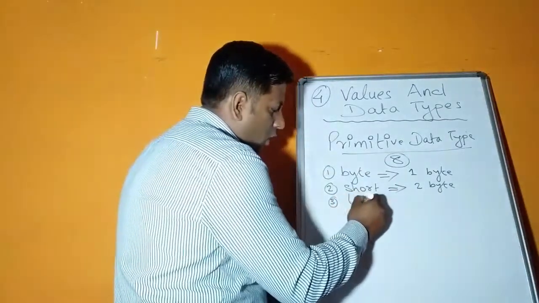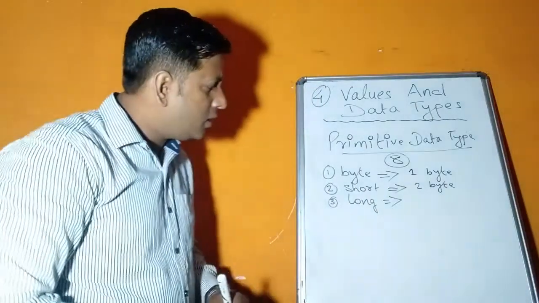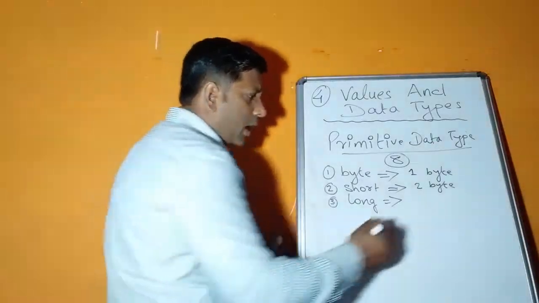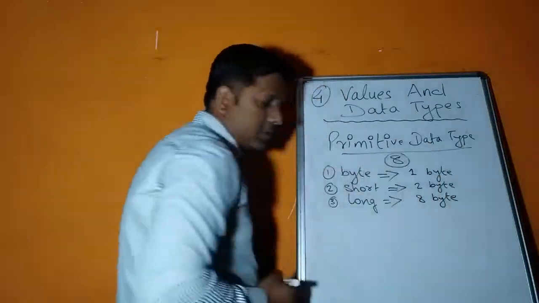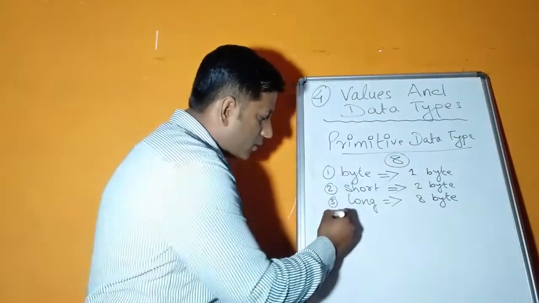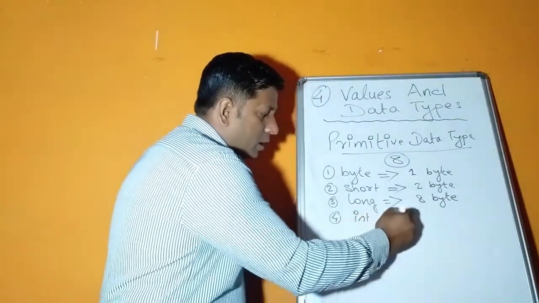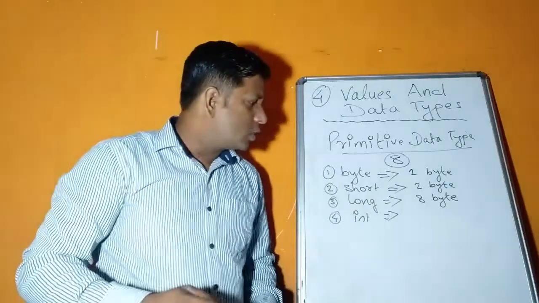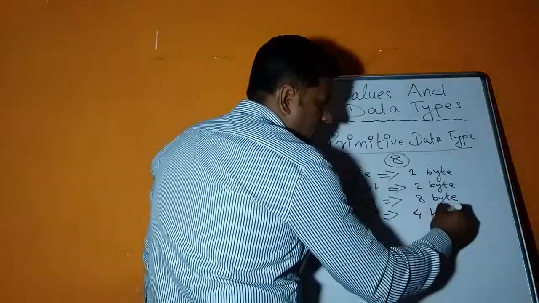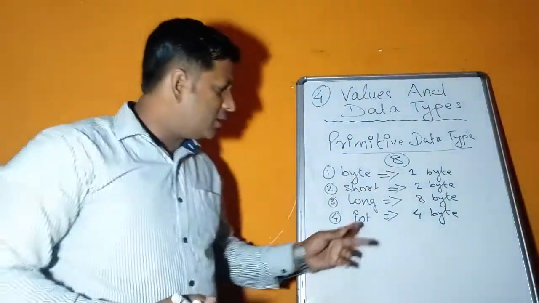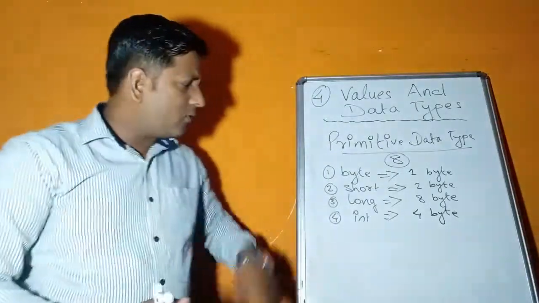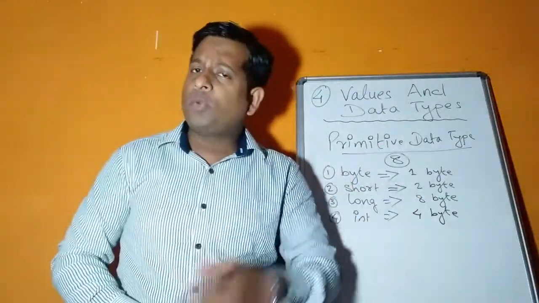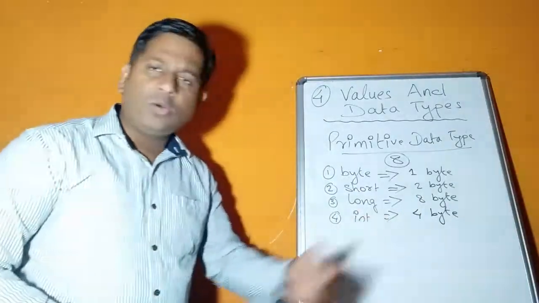Third, long. All are in small letters. These are keywords, you cannot change the cases. Long means it can store up to 8 bytes. Fourth, int. Int means integer, and the keyword is int in small letters. So int can store up to 4 bytes, that means a maximum of 4 digits. You can measure this byte in digits also. When you mention a variable as byte, it can store only 1 digit; if it is short, it can store up to 2 digits, long up to 8 digits, and int up to 4 digits.